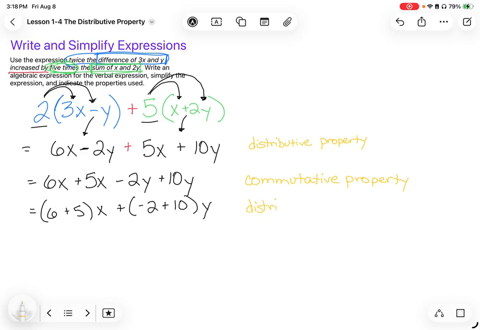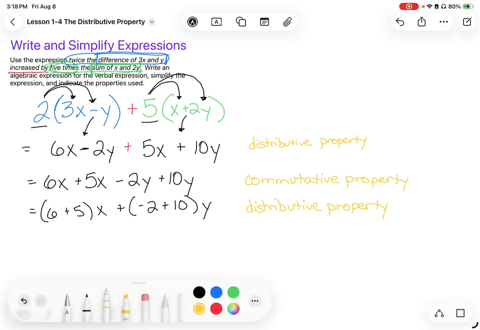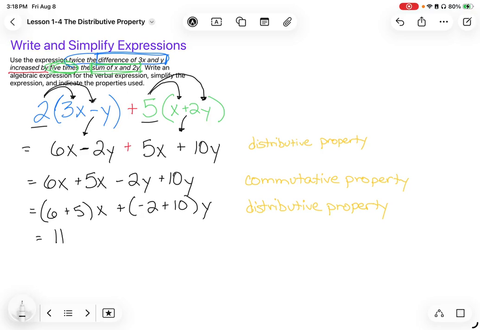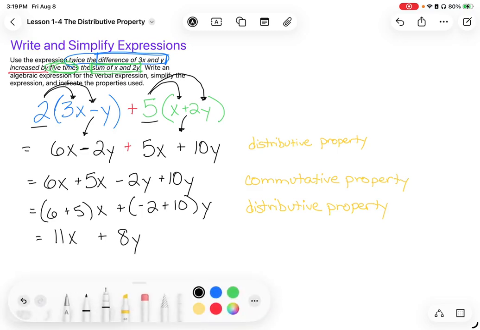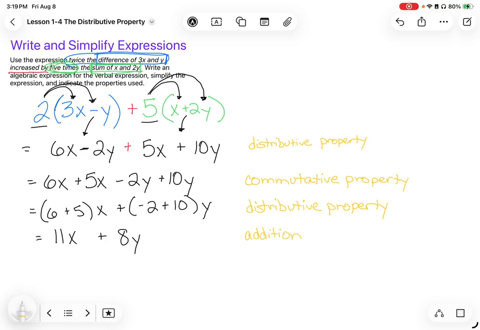Why did we do that? Why did we do the distributive property? Well, it was in preparation for this last step that we're going to do, which is that we're going to combine our like terms. We're going to add our 6 and 5 together to get 11. And we're going to add our -2 and 10 together to get 8. And so our last step here is addition. And there we go. We have simplified it to 11x plus 8y.